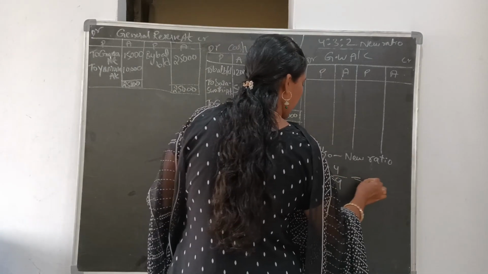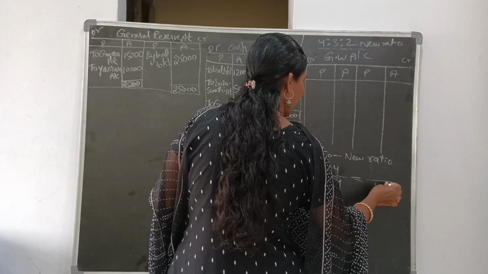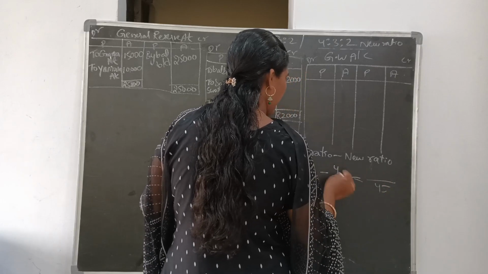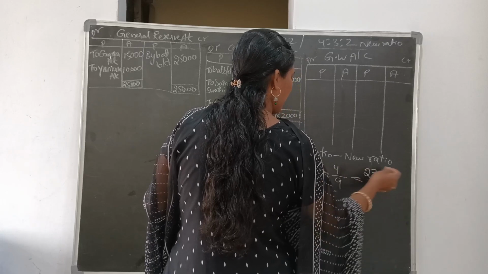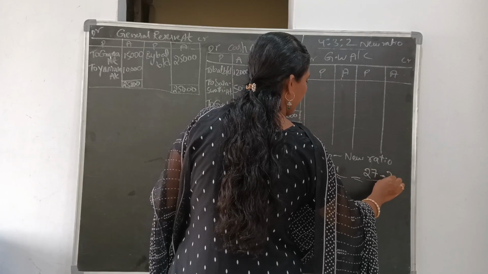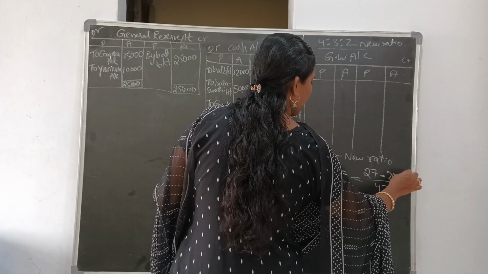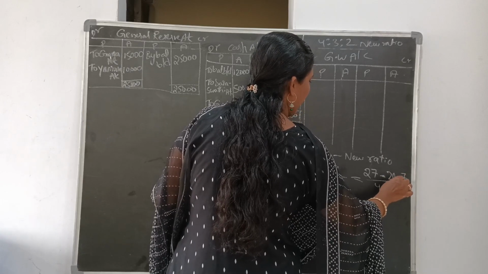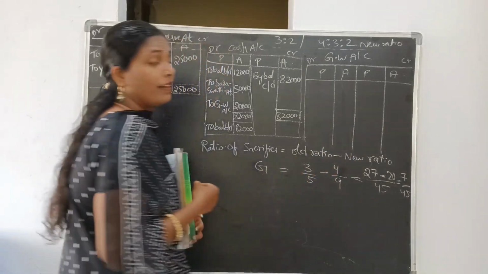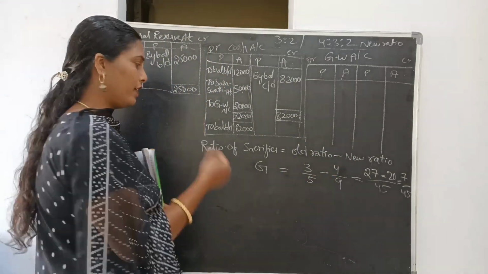So 5 nines are 45. 27 minus 5 fours are 20. So 7/45 is the answer. 7/45 is the sacrificing ratio of Ganga.